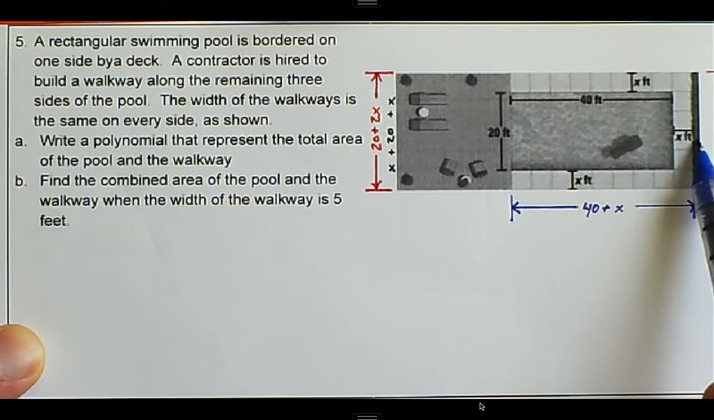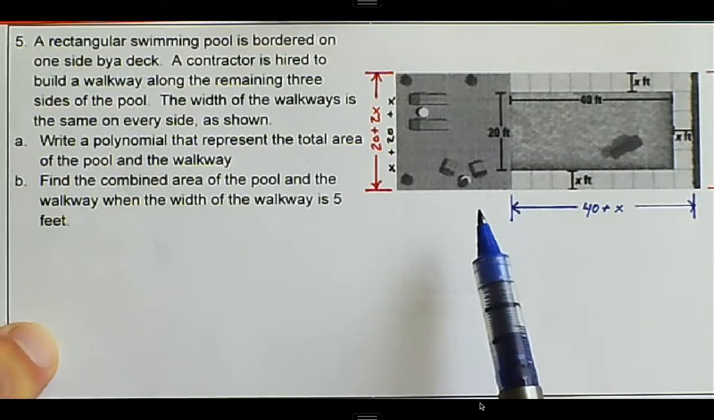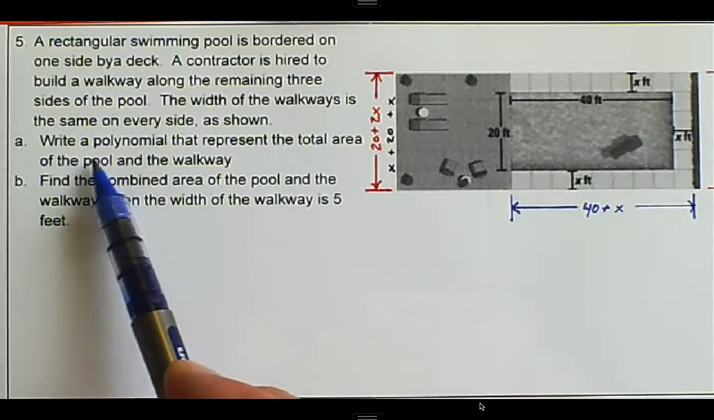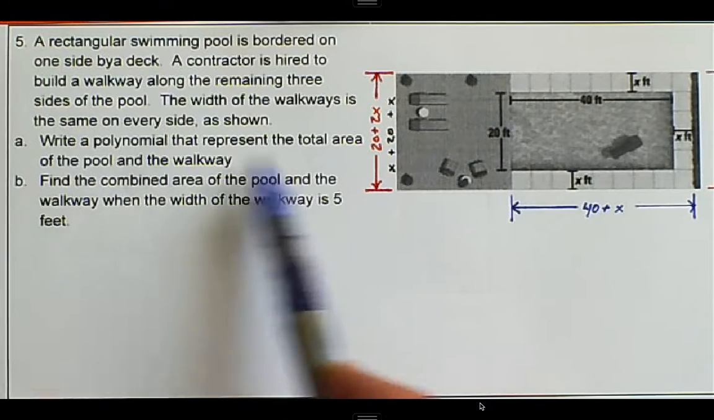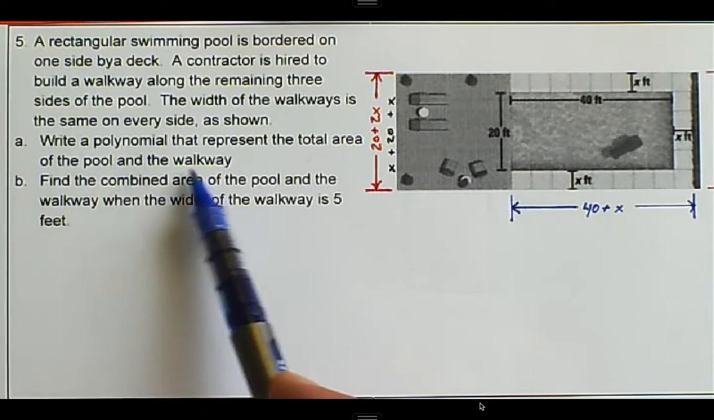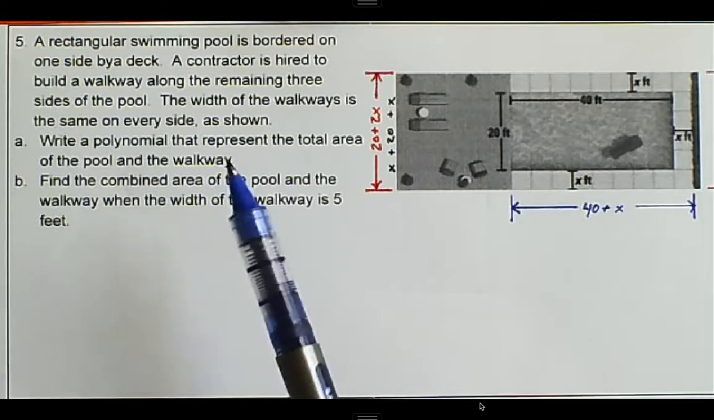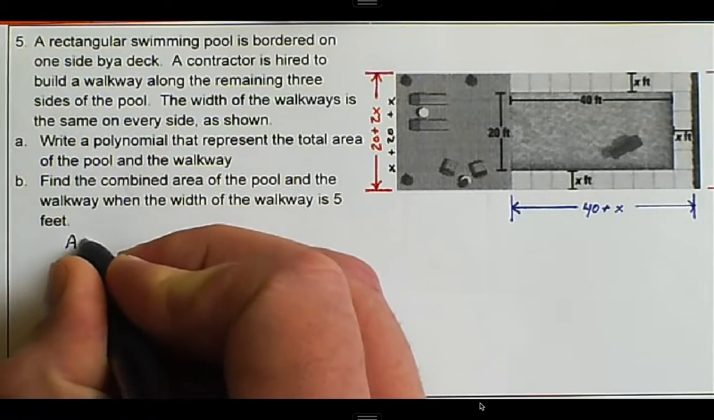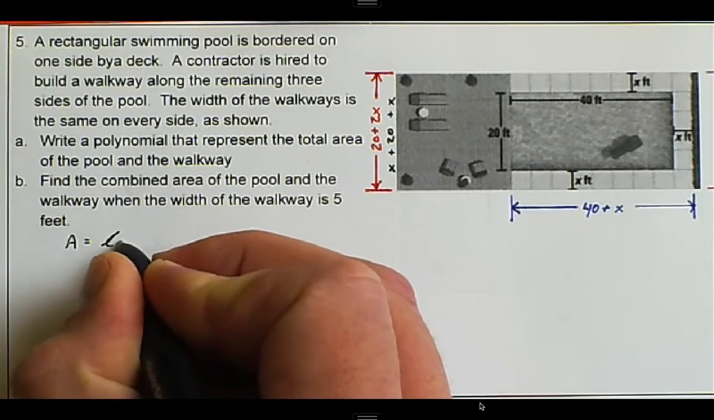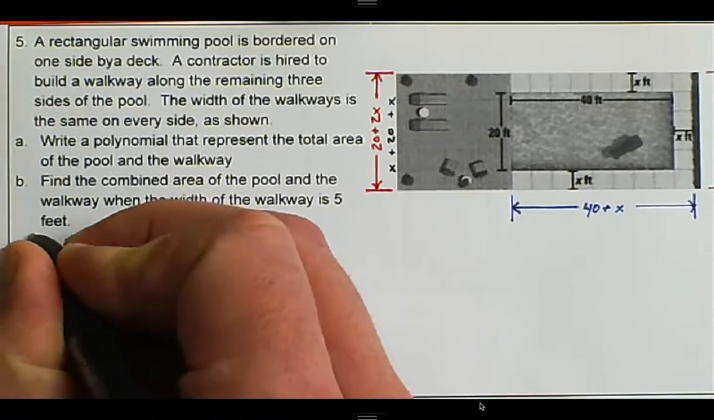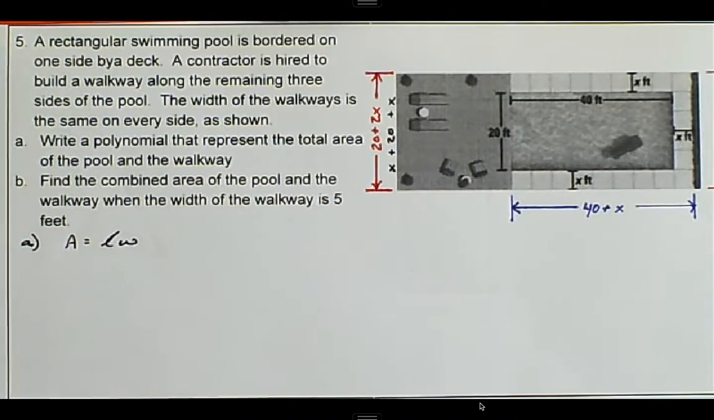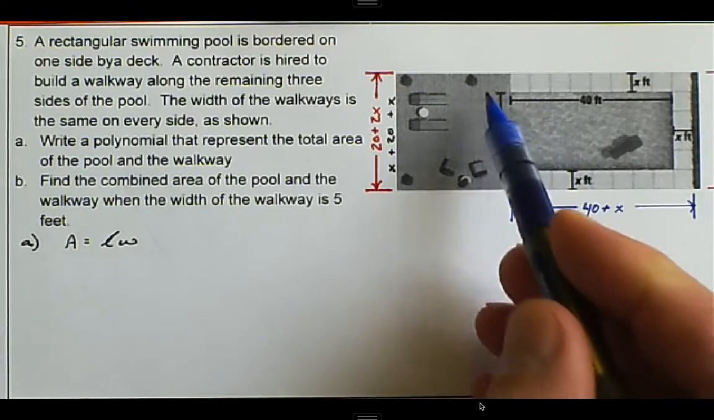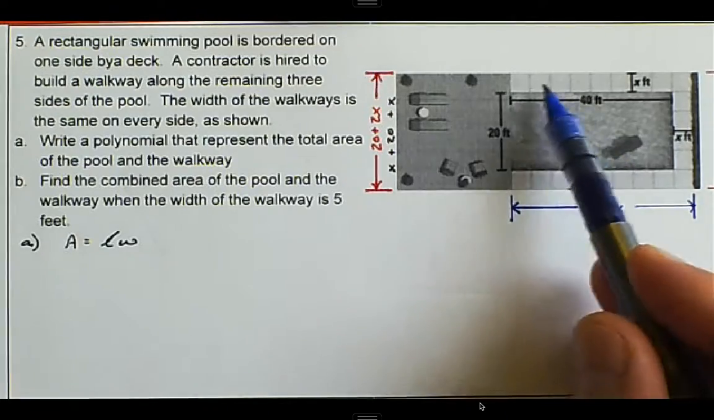The width here is x, the width here is x, the width here is x, so that means they're all the same width. Part A says, write a polynomial that represents the total area of the pool and the walkway. So we're going to go back to our area calculation, and we know that area is equal to length times width, and we're calculating A right now. As we look at this, we don't really care about the deck, we care about the pool and the walkway.